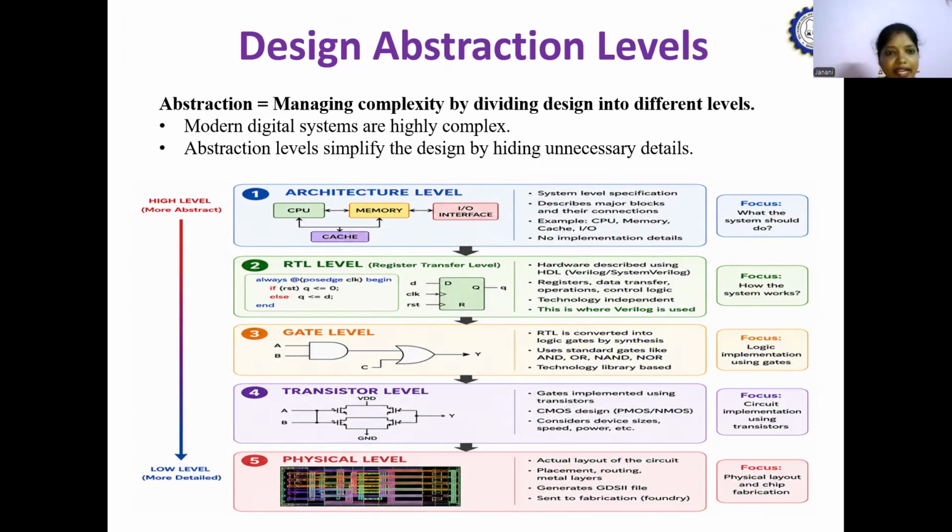Here we have 5 different levels, starting from the architecture, RTL, gate level, transistor level, and physical level. The architecture level has the highest level of abstraction, which provides what the system should do. Here we just see what the main components in the system are. We never discuss the internal implementation details. The physical level provides more detailed information about your chip design. So let's see one by one.